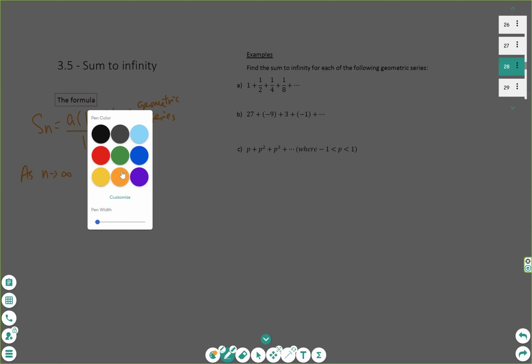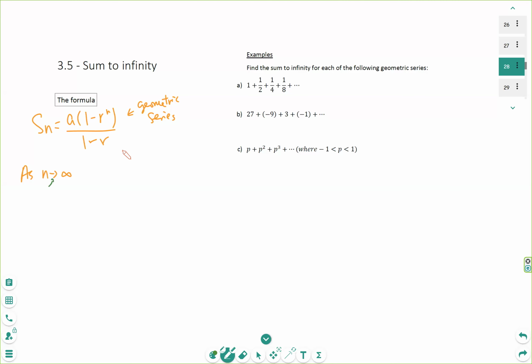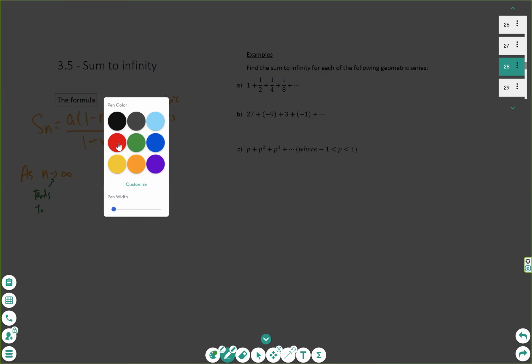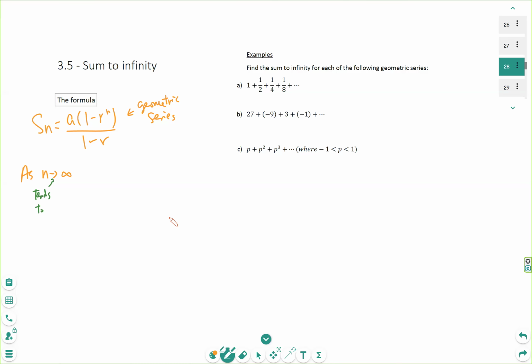I do want to show you the wording. This arrow means tends to. You have used this symbol before in differentiation, first principles, as h tends to 0. So as n tends to infinity, r to the power of n tends to r to infinity. So we'll look at this term in here. Anybody might be wondering what we're doing in here.